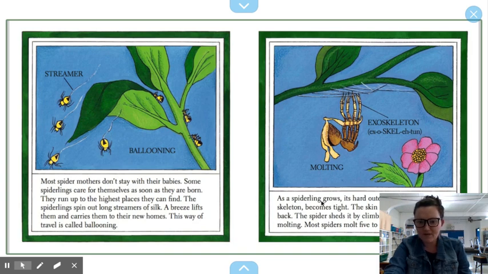As a spiderling grows, its hard outer skin, called an exoskeleton, becomes tight. The skin cracks open along its back. The spider sheds it by climbing out. This is called molting. Most spiders molt 5 to 10 times. Okay, so molting is kind of like what birds do.